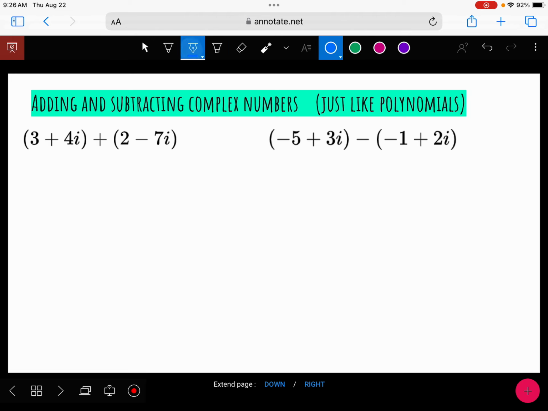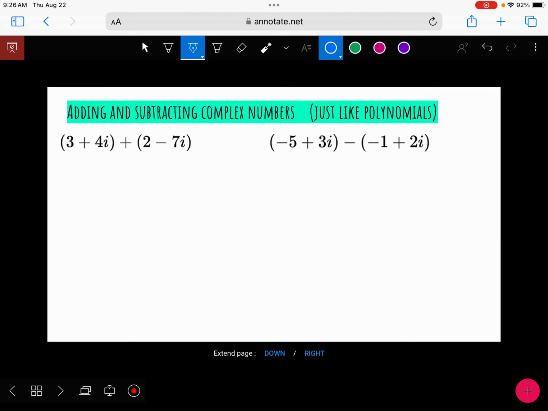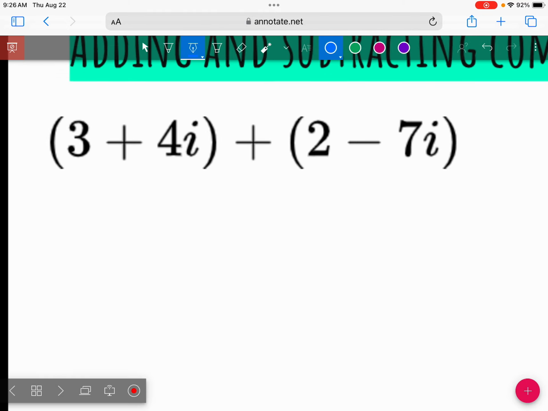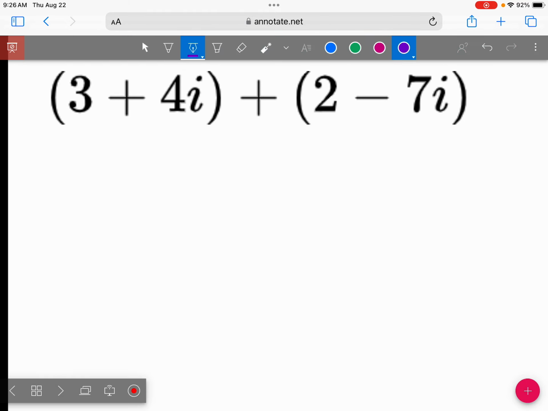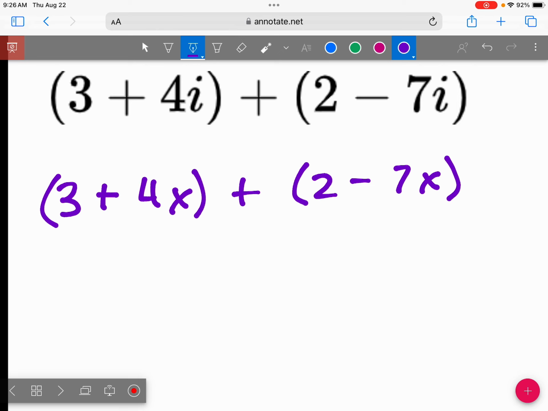We look at these and we start to panic, and I know. I promise, you're making it harder than it needs to be. What if, instead of me saying 3 plus 4i, I said 3 plus 4x plus 2 minus 7x? That would be 5 minus 3x. Yes. Just use i. Treat it like a variable. You get the exact same thing. We're just putting the number without the i in front and the i at the end. My parentheses here aren't actually doing anything.